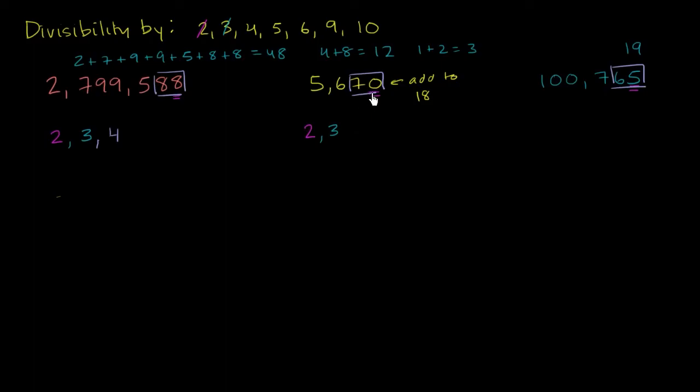And you can even try to divide it out yourself. 4 goes into 70, let's see, one time. You subtract, you get a 30. 4 goes into 30 7 times. You multiply, then you subtract. You get a 2 right over here as your remainder. So it is not divisible by 4.